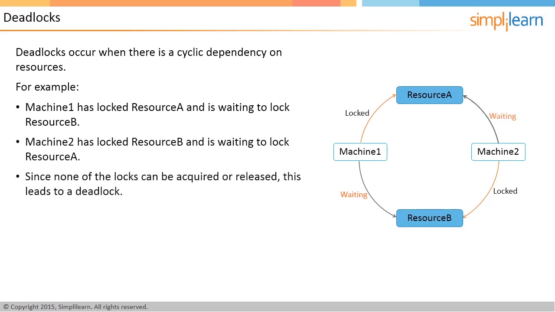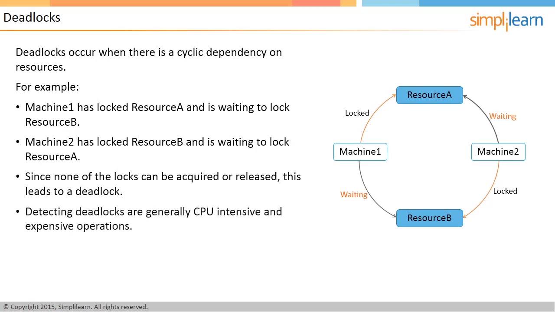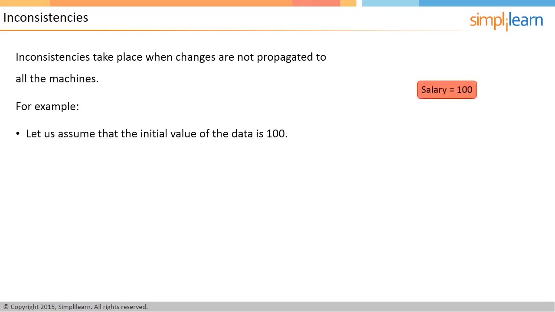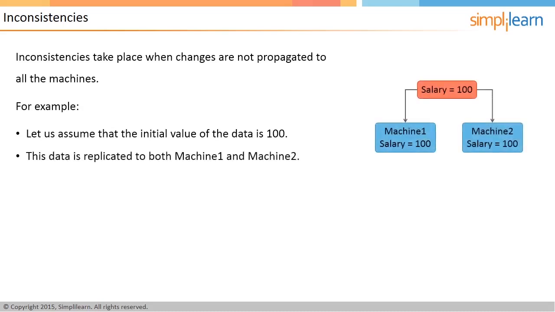Inconsistencies take place when changes are not propagated to all the machines in the distributed system. For example, let us consider salary data which is initially equal to 100. This data is replicated to both the machines. The data is later updated to 200. This change is first propagated to Machine 1. The value stored on it is now changed to 200. However, due to some failure, this update is not propagated to Machine 2, so the value stored on it remains as 100.